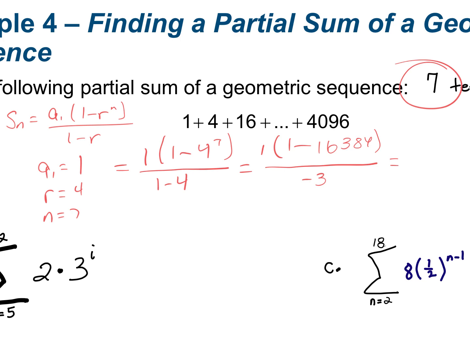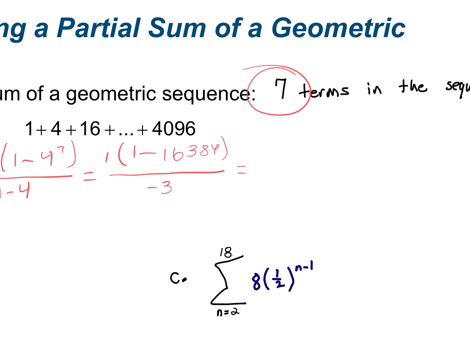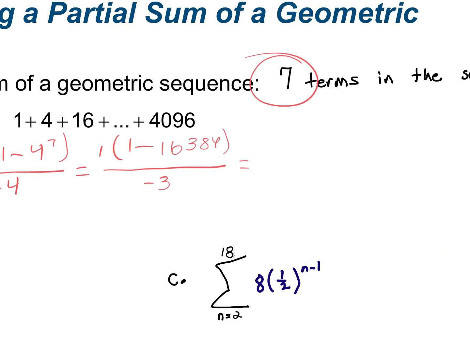So now let's keep simplifying. What is 1 minus 16,384? Negative, what is it? 16,383. All right, divided by a negative 3. Well, right away, I know that a negative divided by a negative is a positive. Good. So go ahead, do that in your calculator. If it works out to a nice, pretty number, you're good to go. If it doesn't, we're going to have to leave it as a fraction.